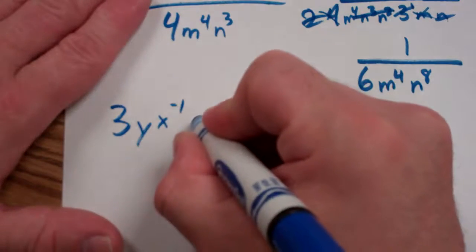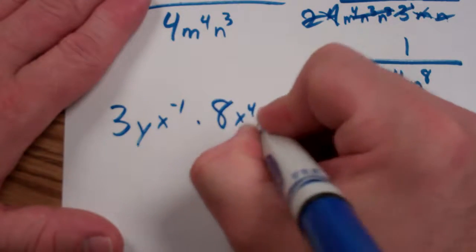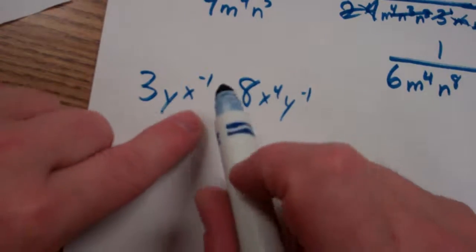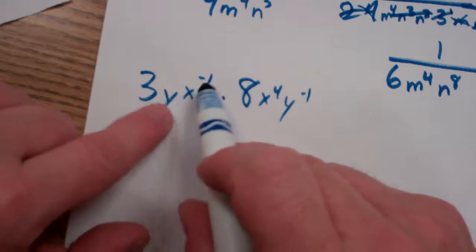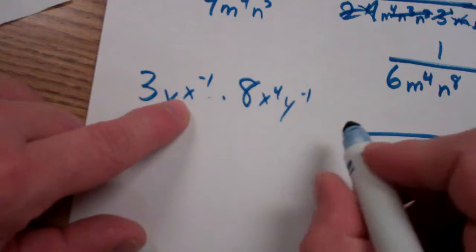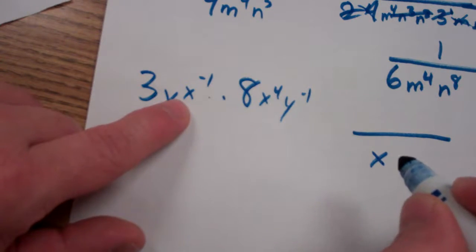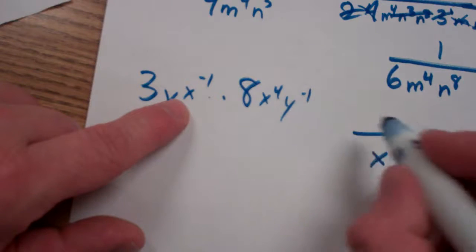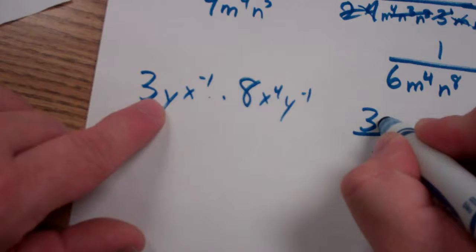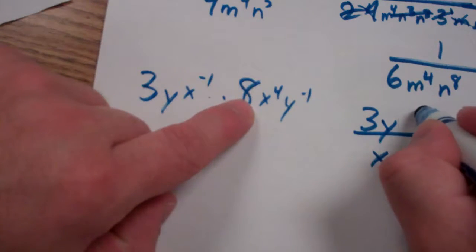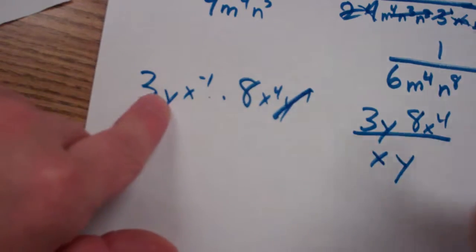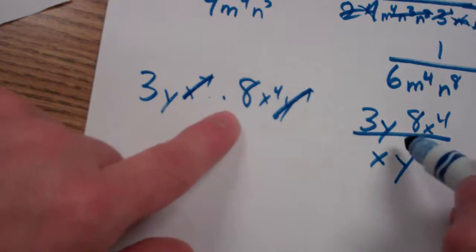3yx to the negative first times 8x to the 4th y to the negative first. So one thing I've talked about is overexerting the power. I will still have some people think this negative 1 goes to all this thing because it's all attached. That negative first really only goes to the x. So guess what? That x is going to the bottom as a positive. This y has a negative 1, so it's going to the bottom as a positive. Everything else stays up top, like this 3, this y, this 8, this x to the 4th. So I've got that on the bottom, that on the bottom, and everything else stayed on the top.